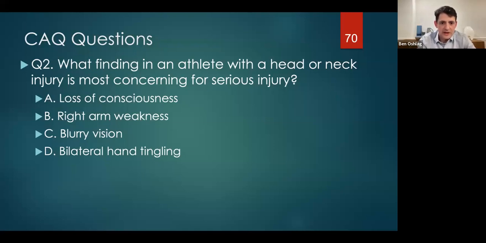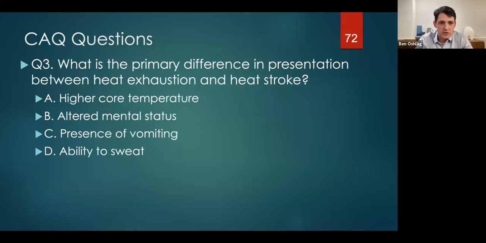All right. So yeah, bilateral hand tingling. Loss of consciousness actually happens quite often in players with concussions, even without concussions, who just have head injuries. Right arm weakness certainly could be a stinger, but any bilateral symptoms, you assume it's a spinal injury until proven otherwise. And typically that's with an MRI. So bilateral neural symptoms always should be concerning. And then question 3, primary difference in presentation between heat exhaustion and heat stroke: higher core temperature, altered mental status, vomiting, or your ability to sweat.